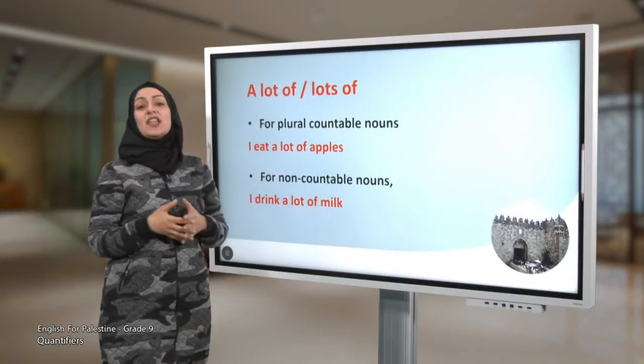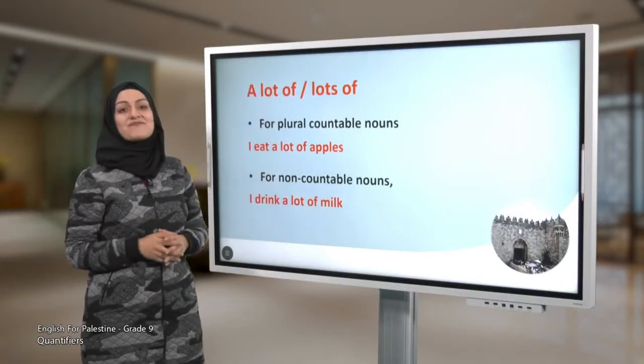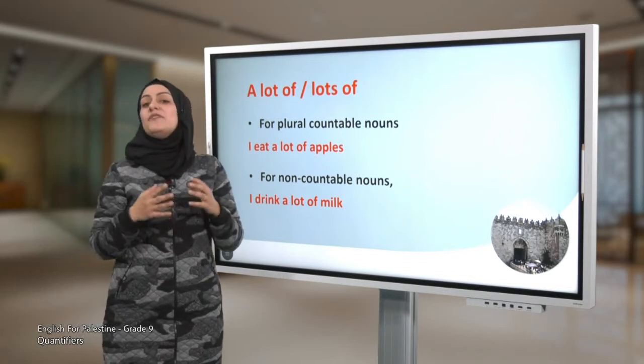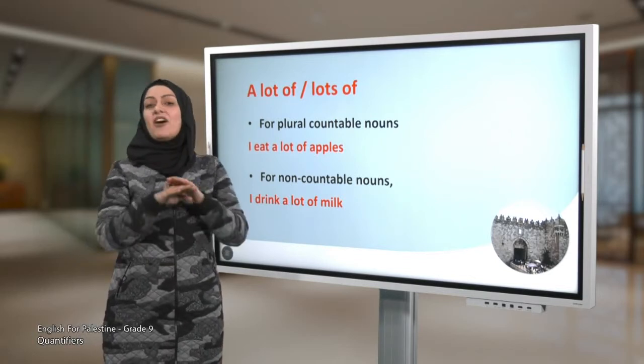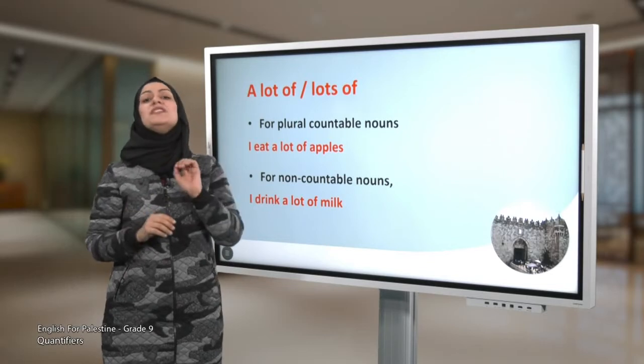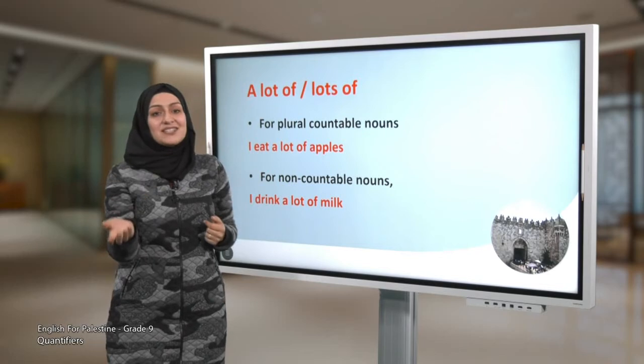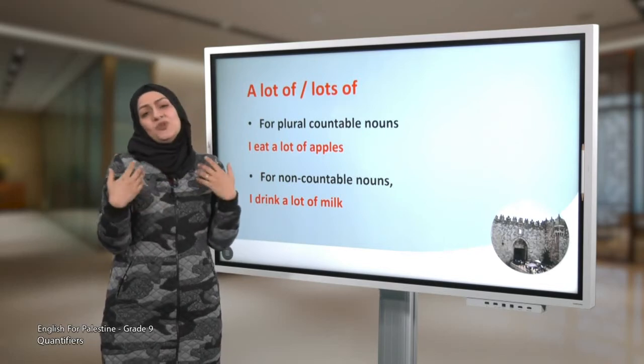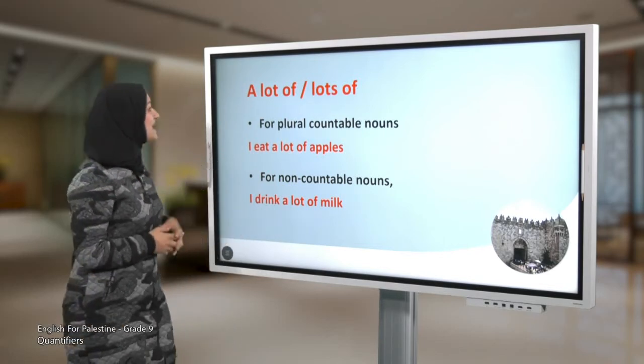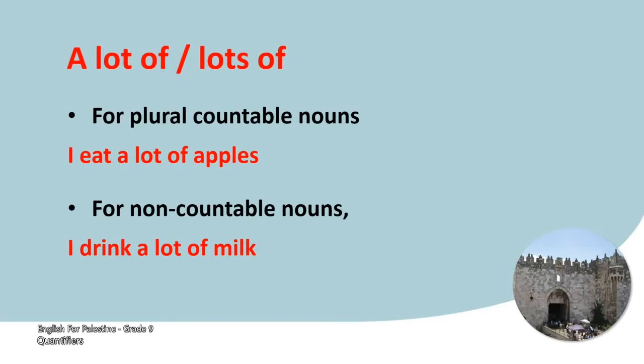Now let's look at a lot and lots of. A lot and lots of are very easy. Why? Because they are used in the same way with both countable and uncountable nouns. You can use a lot of or lots of in the same way, so you don't have to worry about them. So a lot of and lots of are used for plural countable nouns. For example, I eat a lot of apples, and also are used for non-countable nouns. I drink a lot of milk.